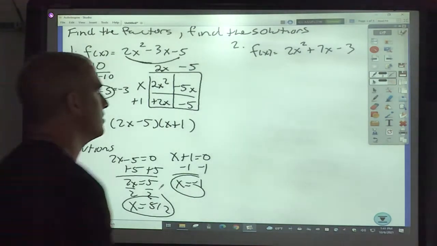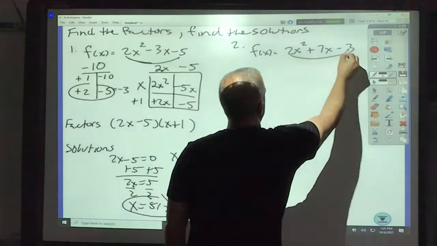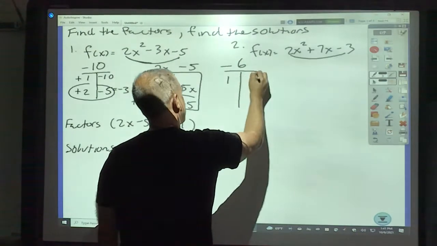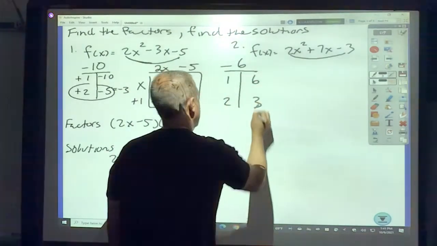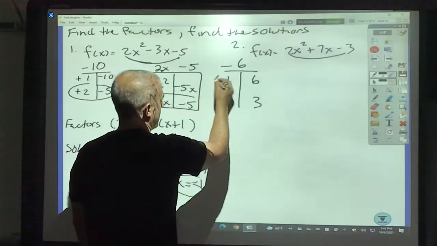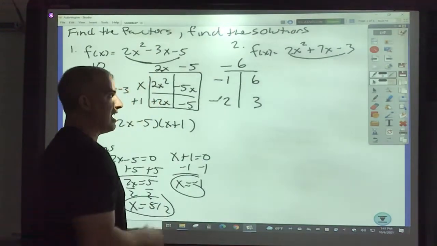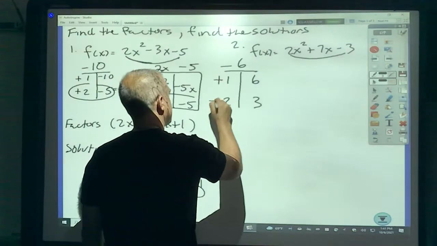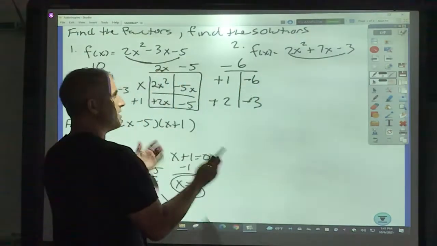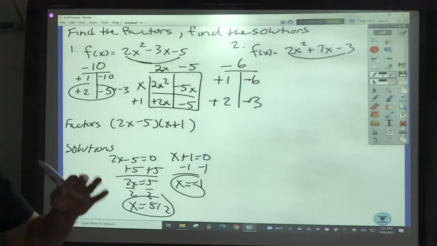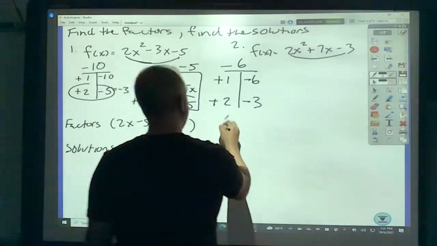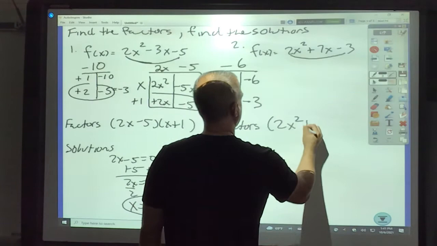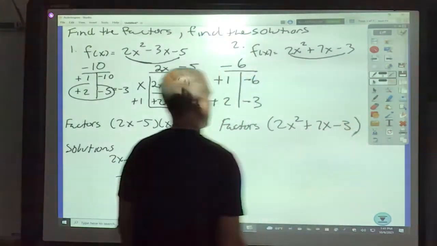Now, let's look at this one. I take this and multiply. I get -6. Factors of 6: 1 and 6, 2 and 3. Now, since this is negative, I have one side being negative. Do any of those add up to 7? They do not. Well, let's make this side negative. Do any of those add up to 7? The answer is no. So the factor is just this polynomial.